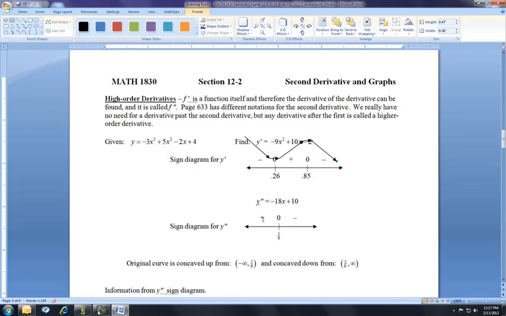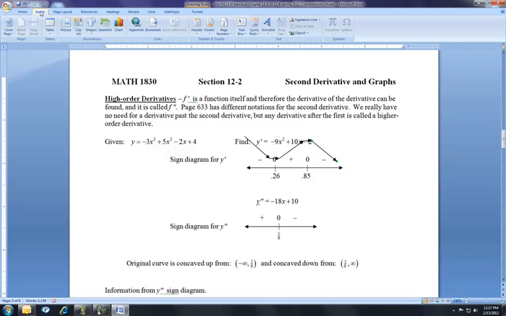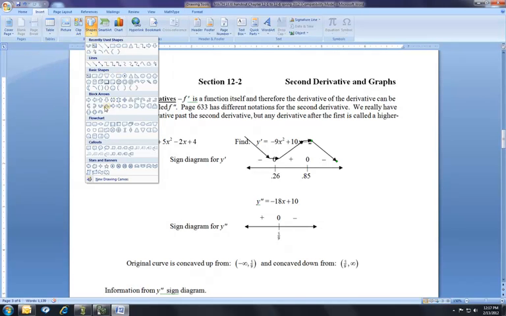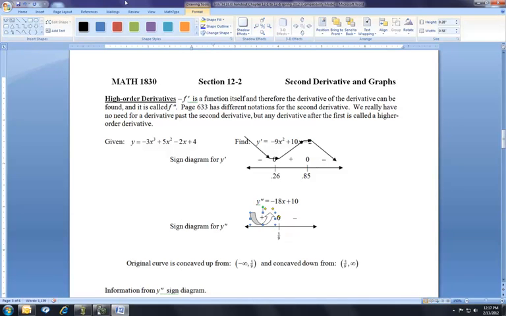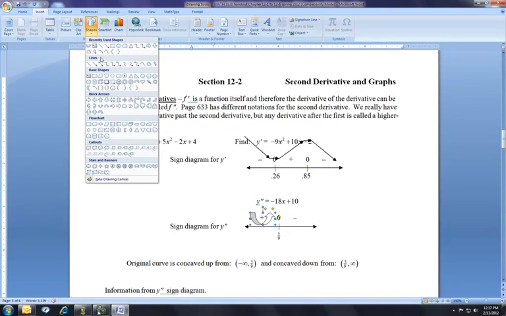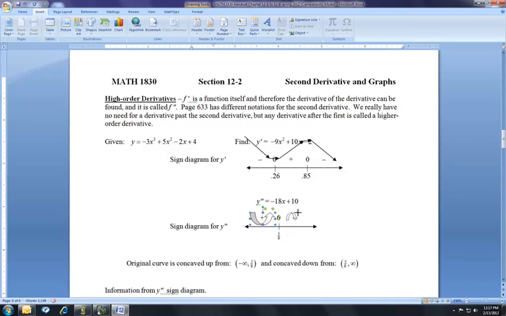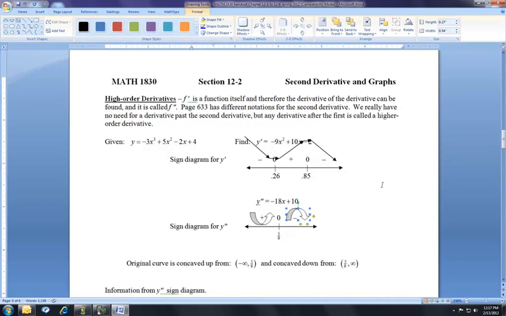Now, if remember back when you were doing your quadratics, if you had a coefficient that was positive, it's concaved up. So let me insert another shape. I really don't have a parabola on this, but this is as close as I can get. So this is concaved up. On the other one, because it's negative, it's concave down. How about that? But I knew that from up here. So that just reiterates that. What I don't know is where this concavity changes, and it changes at an x value of 5/9.